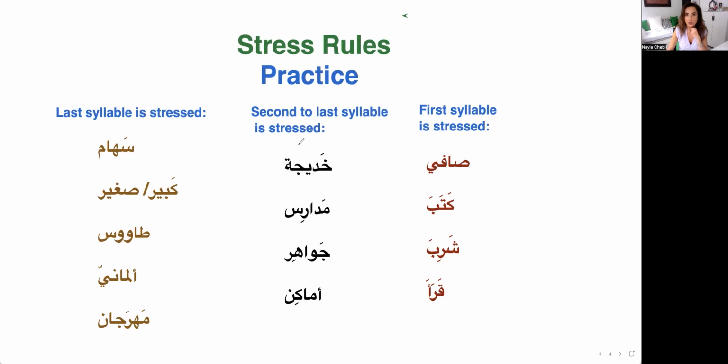Now, words where the second to last syllable is stressed. Okay, try this one yourself. Khadija. Khadija. So the stress is on the di, the middle syllable, which is heavy. Khadija. Try this one, which means schools.